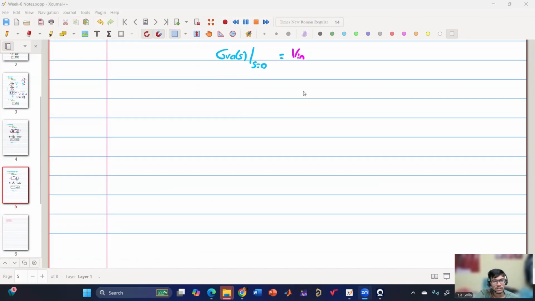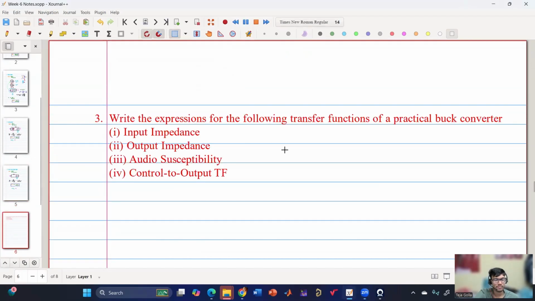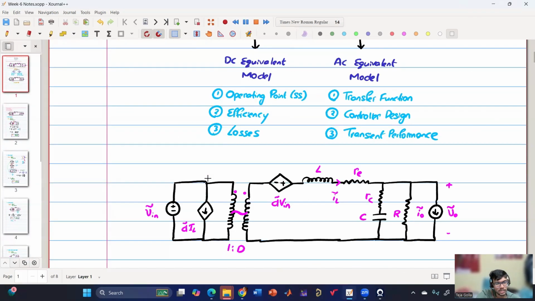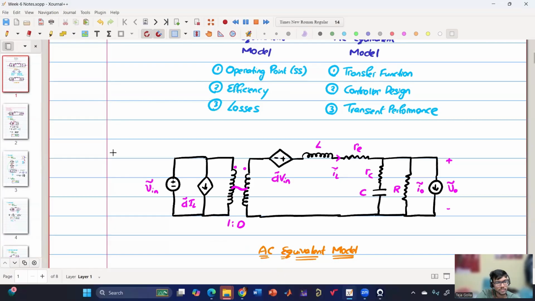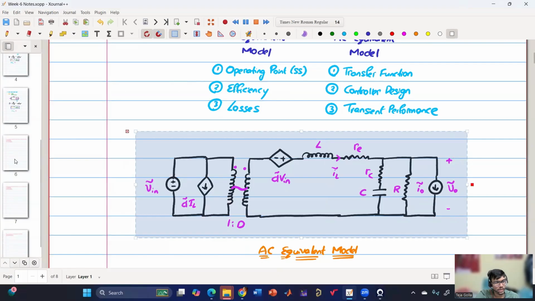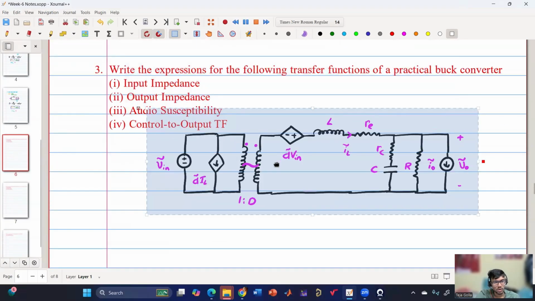So now let us move on to another question. The question remains the same, except certain changes. So we are asking, write the expression for the following transfer function of a practical buck converter. So let us go back to the original circuit diagram that we have obtained. So this will be the circuit diagram. I'll not be deriving, but I'll be giving you a hint, or we'll discuss how to derive.